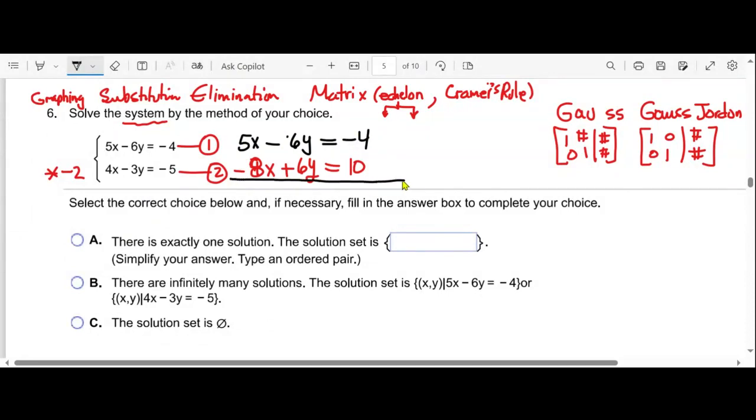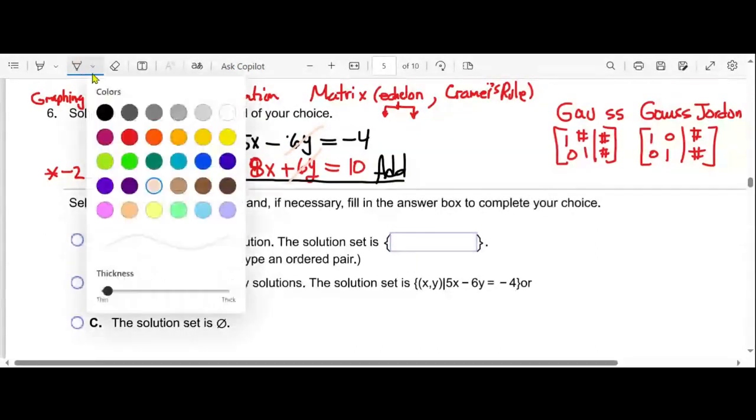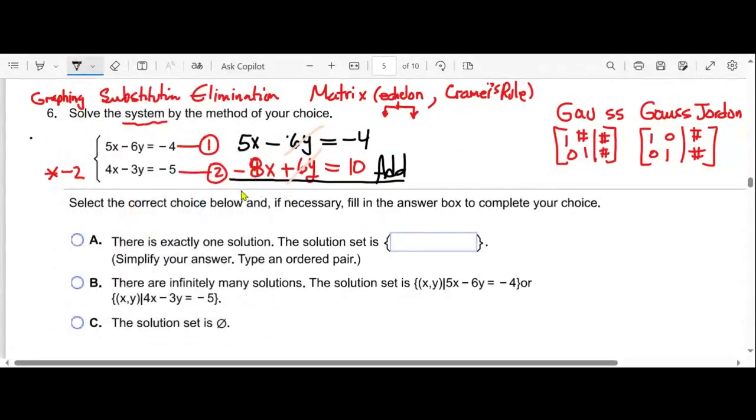Now, why do I choose elimination? The y terms are minus and plus, so we're going to add. This one and this one cancel. So what's left? Negative 3x equals what? Minus 6. Right. So negative 3x equals minus 6, so we get x equals minus 2, correct?